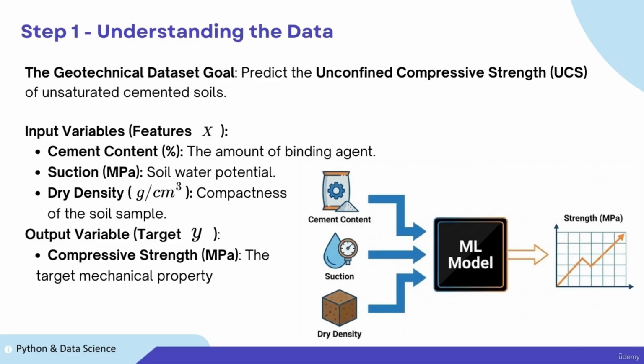We have 3 input features, or X variables. First, cement content, the percentage of binding agent added. Second, suction, measured in megapascals, representing the soil water potential. Third, dry density, measured in grams per cubic centimeter, representing how compact the soil is. Our target, or Y variable, is the compressive strength in megapascals. The machine must learn how the first 3 variables influence the strength.